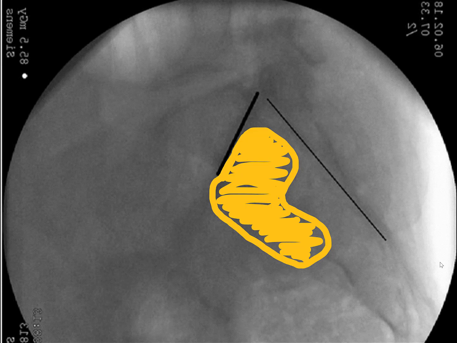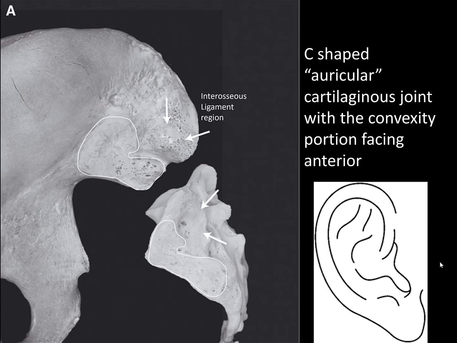I think it varies, so you have to look at the CAT scan in every case and say, hey, this one's nearer the notch, higher or lower, so you can plan the surgery. And this here's an anatomical specimen. Some people call it the auricular part of the joint. This looks like an ear or a C, just above the sciatic notch. And then the fibrous interosseous ligament region is posterior and superior, and that's a large area too. So there are 2 different areas, the cartilaginous portion and the fibrous portion of the sacroiliac joint.